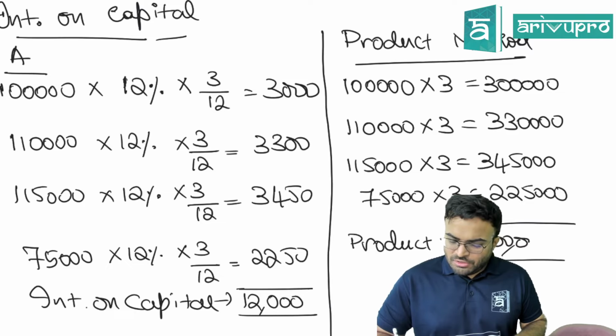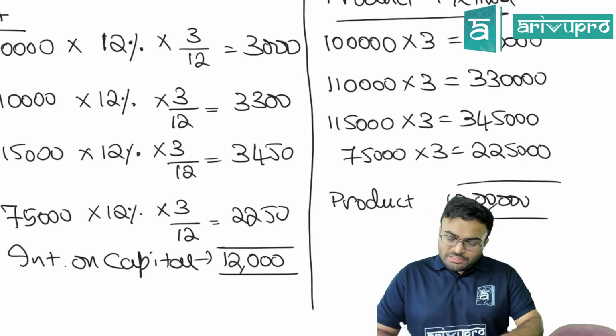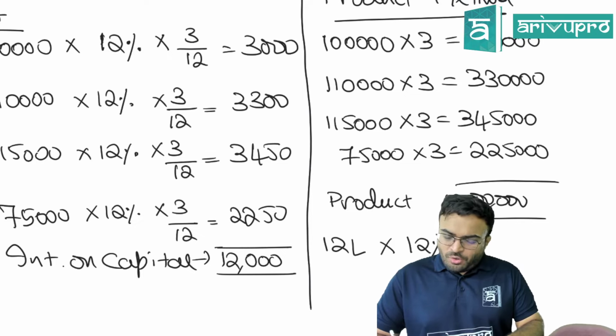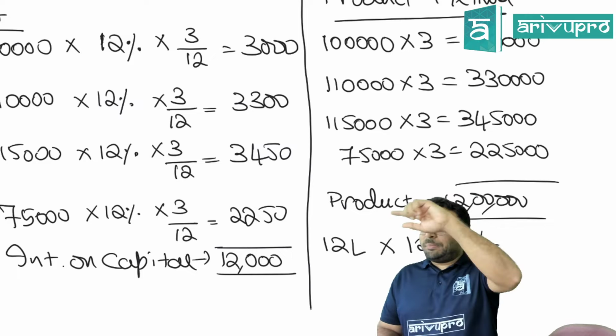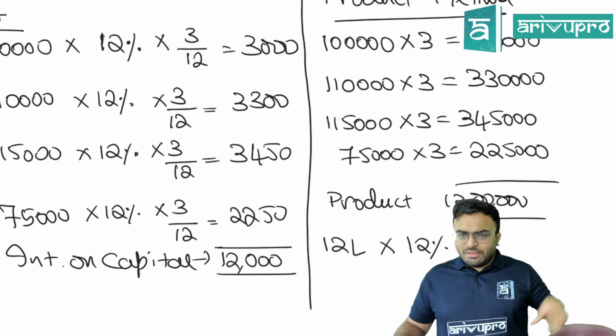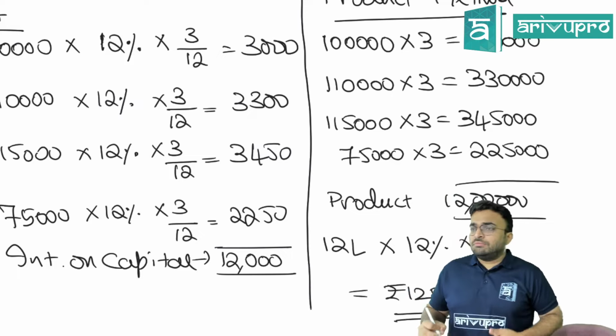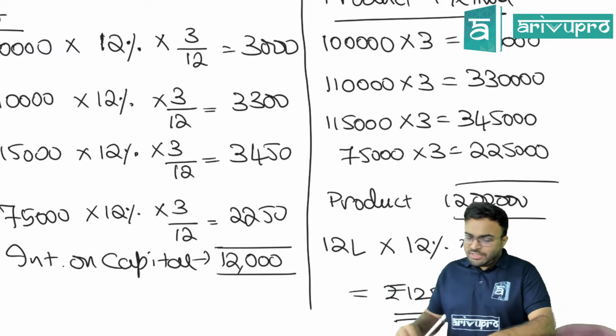12 lakhs. So now what you will do when you are calculating interest? 12 lakhs into 12% into 1 by 12. Because you multiplied, you are bringing it backwards. That should also give you 12,000 only. It cannot change. It's just the presentation method.